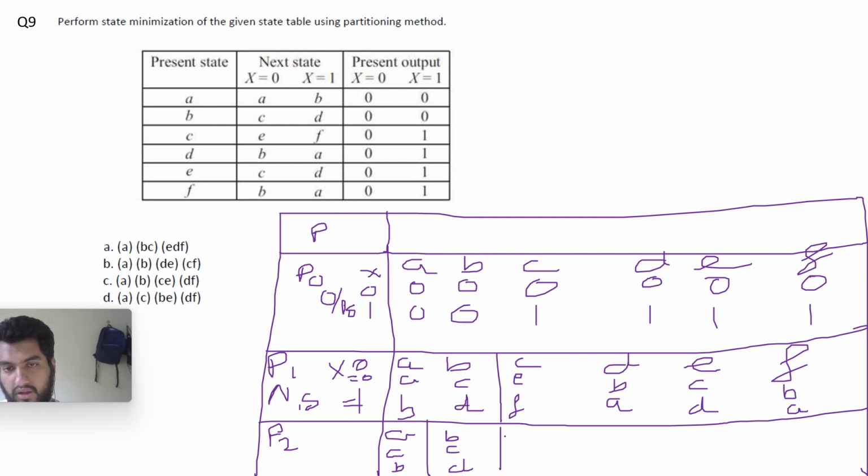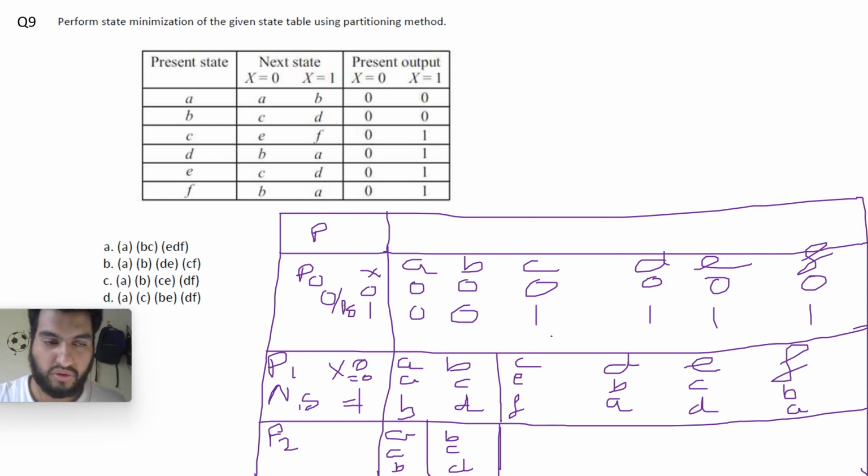Now for this block, let's just check first the four states together. So E, B, C, F. So E, C, F are in one block, but B is in another block, so therefore can't be grouped together. Now just check C, D, E. So E, B, C, again B is in this block and E, C is in this block, so not possible. Now let's just check F, E, C, not possible. So also no combination of three blocks possible.